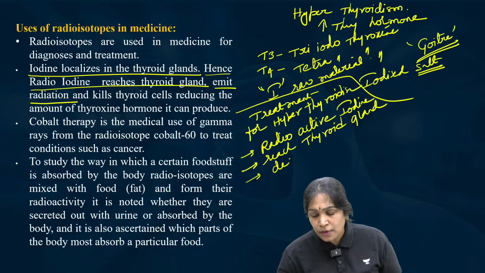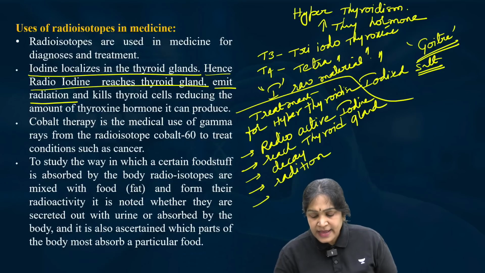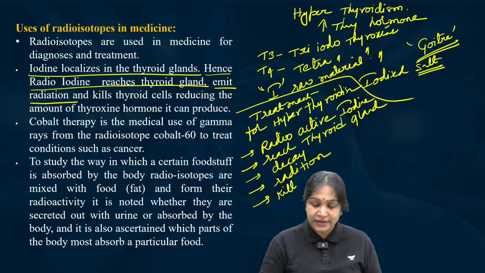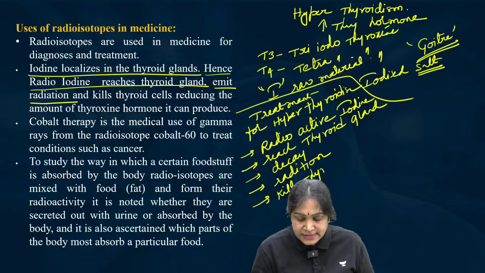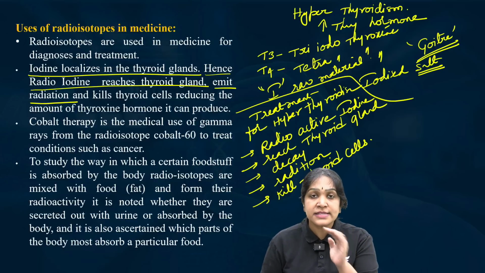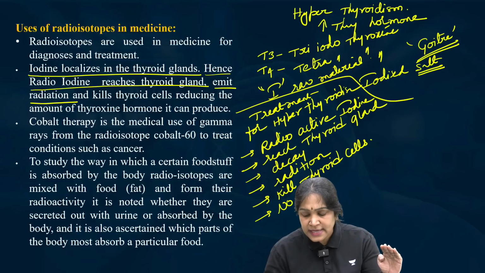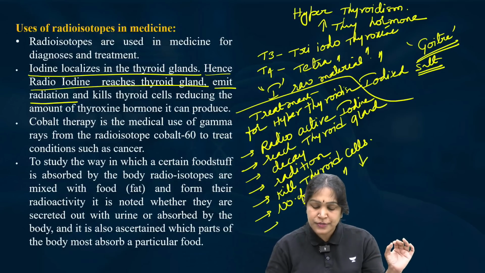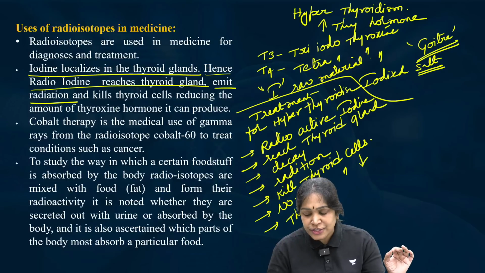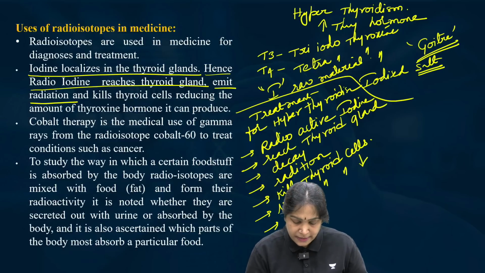There it will undergo decay. The decay releases radiation and the radiation will kill what? Kill the thyroid cells. The radiation kills the thyroid cells. Now what happened? A few thyroid cells killed. So the number of thyroid cells decreased. So the thyroid production decreases.